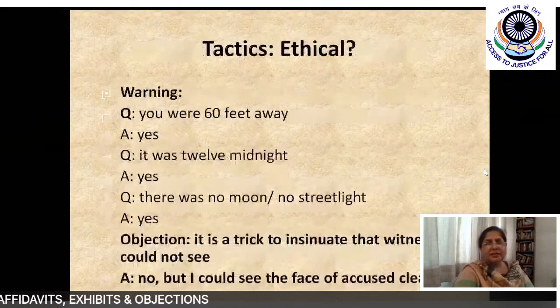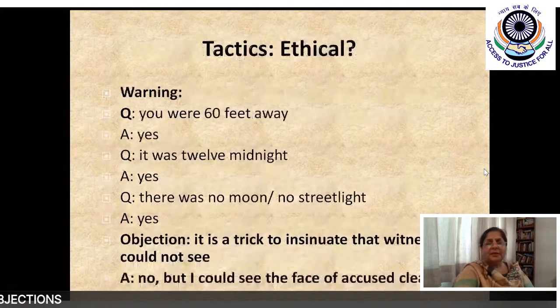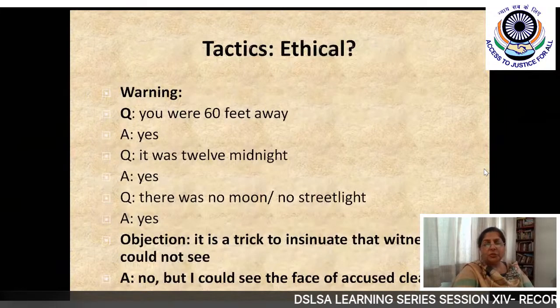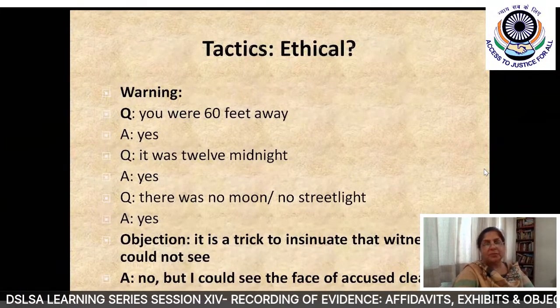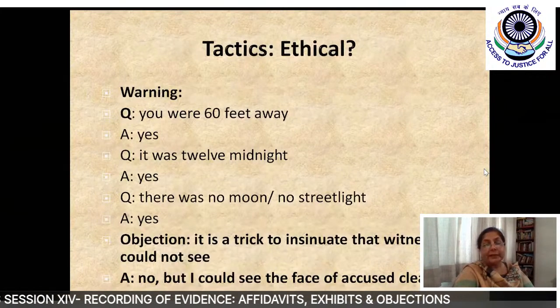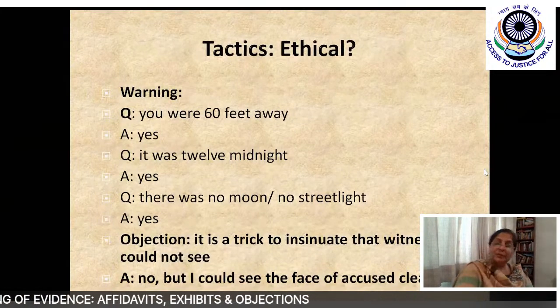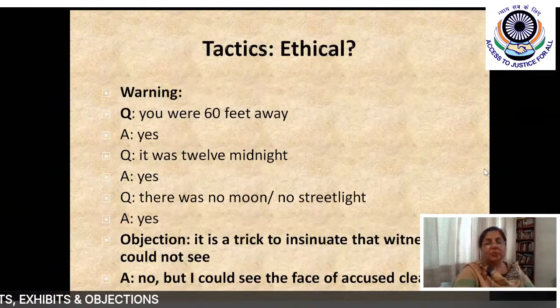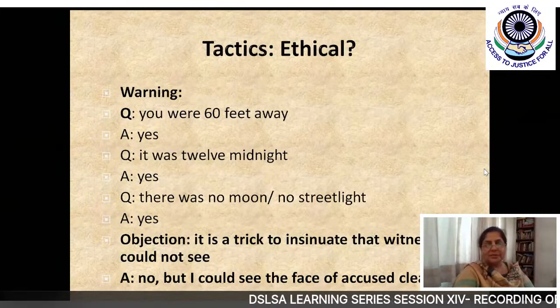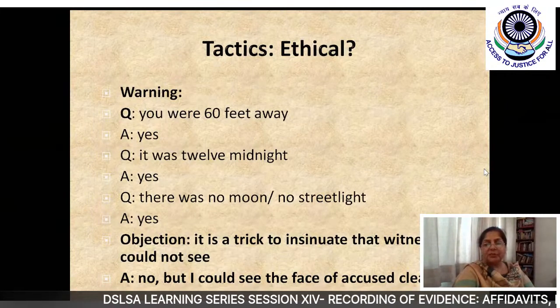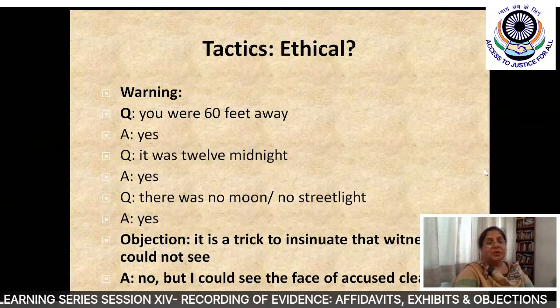There is another very interesting example which happens day in and day out. The question is, you were 60 feet away. Yes. It was 12 midnight. Yes. There was no moon, no street light. Yes. Now what is happening? The witness does not know where these questions are going to lead, but the lawyer has understood. So immediately, what comes? It is a trick to insinuate that the witness could not see.